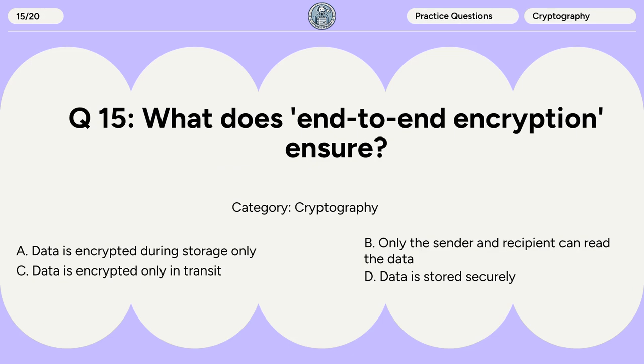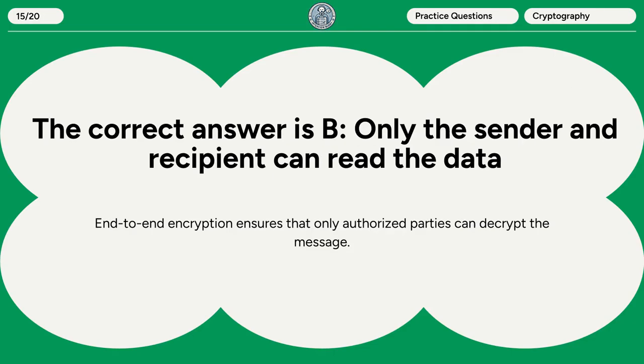Question 15. What does end-to-end encryption ensure? A. Data is encrypted during storage only. B. Only the sender and recipient can read the data. C. Data is encrypted only in transit. D. Data is stored securely. The correct answer is B. Only the sender and recipient can read the data. End-to-end encryption ensures that only authorized parties can decrypt the message.